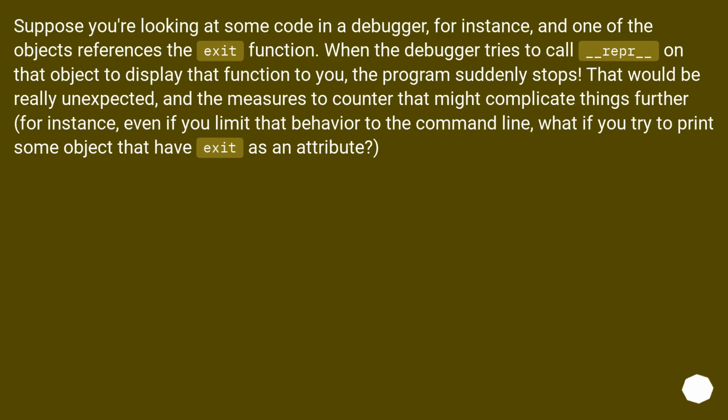Suppose you're looking at some code in a debugger, for instance, and one of the objects references the exit function. When the debugger tries to call __repr__ on that object to display that function to you, the program suddenly stops. That would be really unexpected, and the measures to counter that might complicate things further. For instance, even if you limit that behavior to the command line, what if you try to print some object that has exit as an attribute?